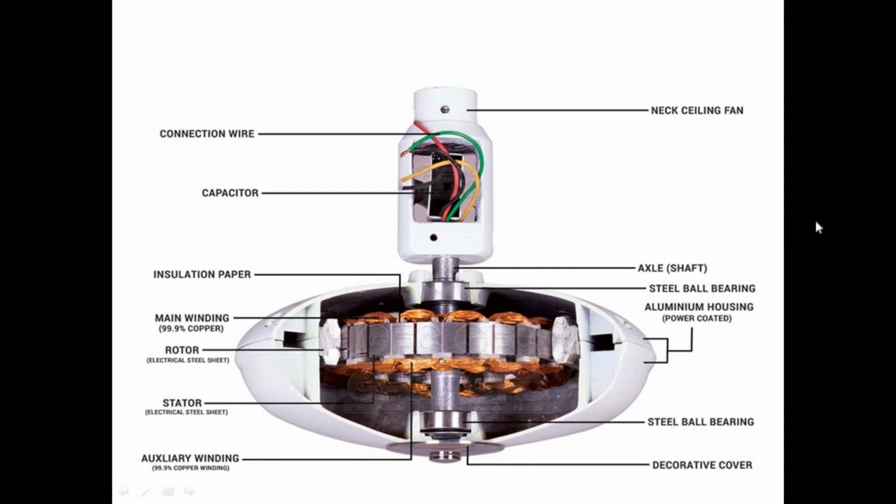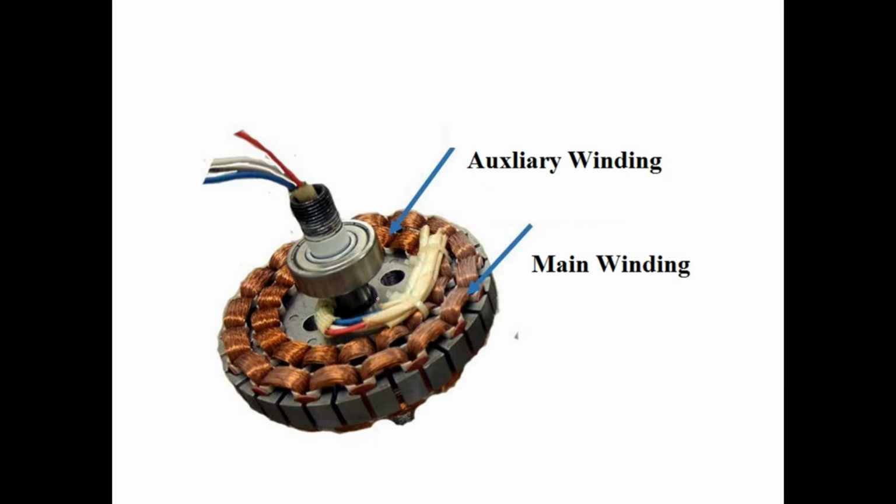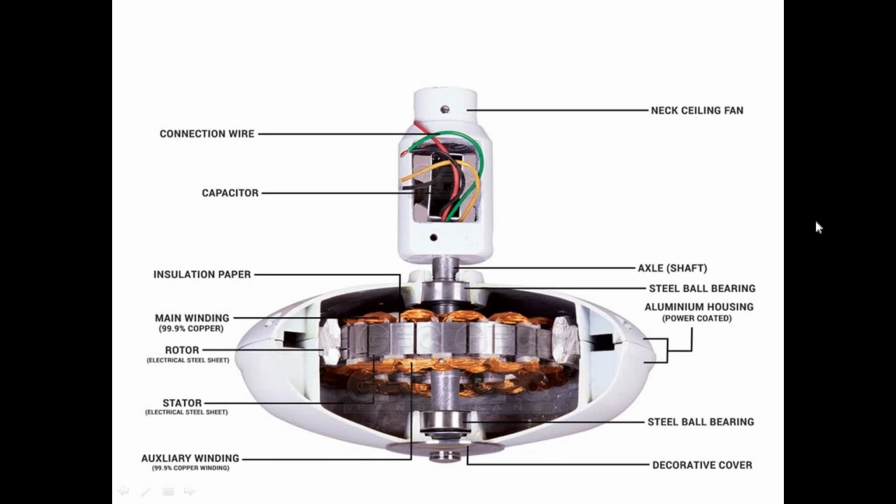This is the picture which shows the cross-sectional view of a ceiling fan. In this picture, we can clearly notice the rotor, stator as well as bearing. In the stator, two windings are there. The outer winding is the main winding and the winding placed inner is the auxiliary winding.